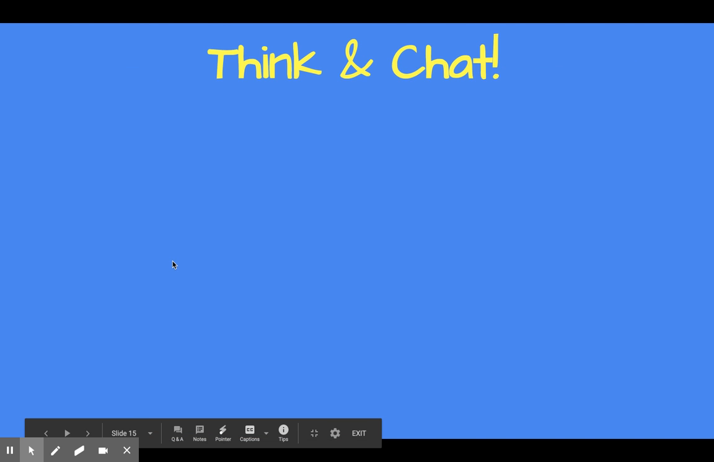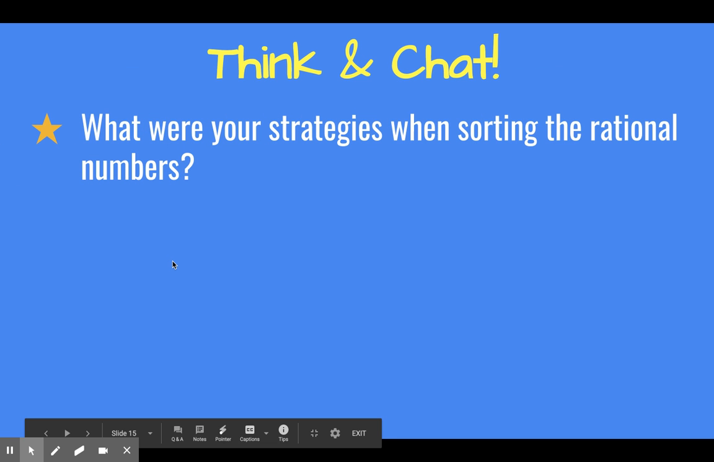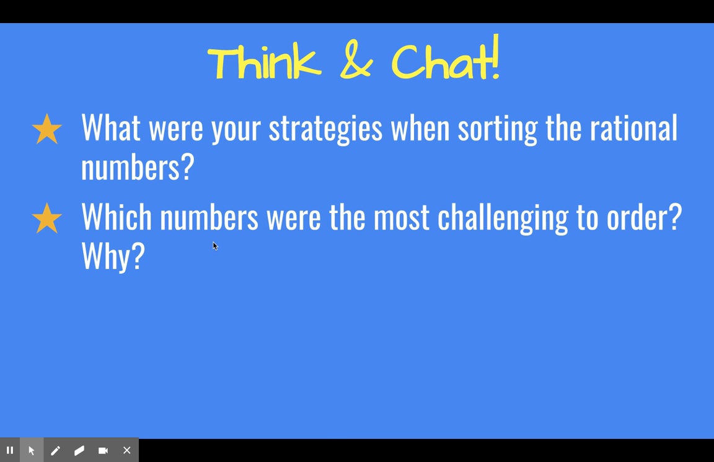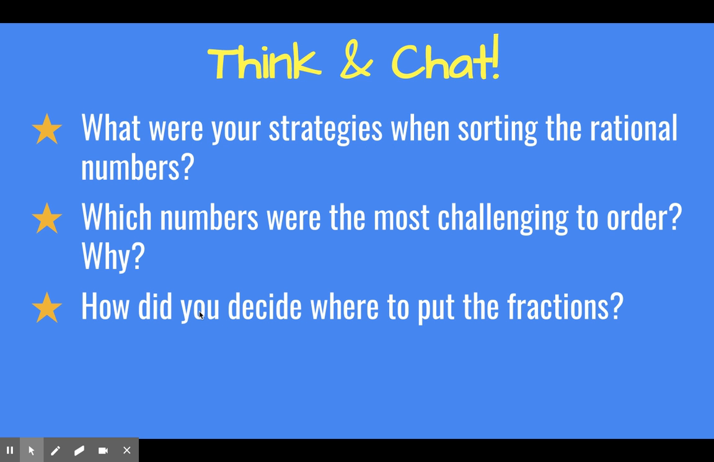So let's just talk about some questions to think about and chat. What were some of your strategies when you were sorting the rational numbers on the number line? Which numbers were the most challenging to order and why? And how did you decide where to put the fractions? Anybody can volunteer and answer these questions, any of the questions you want to answer. Let's just pause here and I want you guys to just share out your thoughts and we'll capture them for the future. So just answer any of the questions that you want to. At this time, we'll pause the video here and you can unmute yourselves and answer any of the three questions.